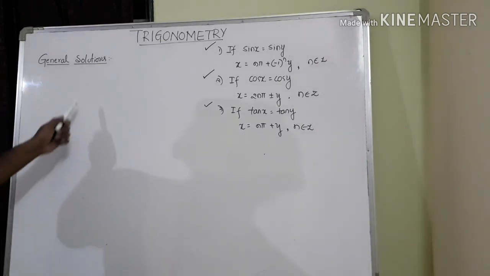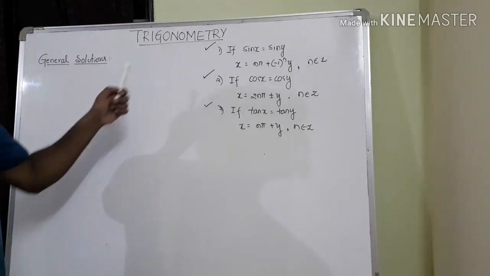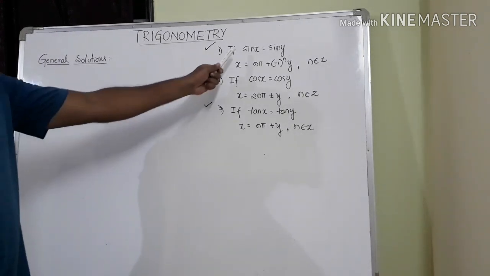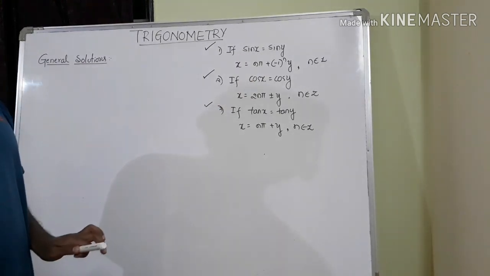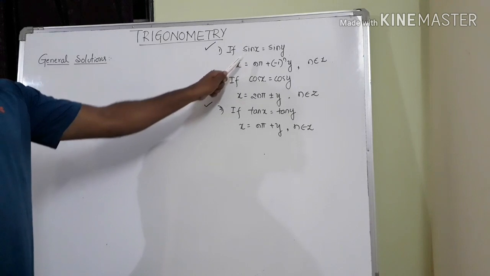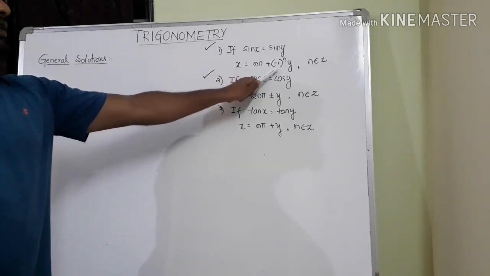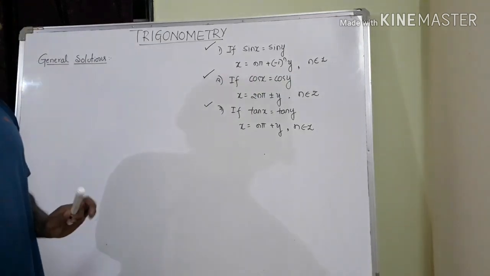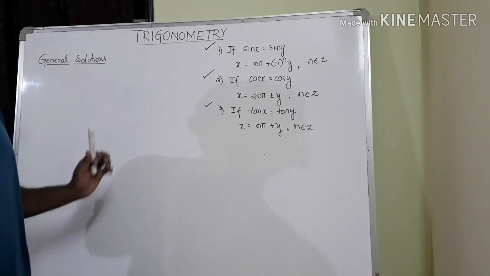Well friends, now let's go to the general solutions. To solve problems on general solutions, you should know these three formulas. The formula says, if you have sin x equal to sin y as the equation, then I can write the solutions as x is equal to n pi plus minus 1 raised to n into y, where n belongs to integer. The same goes for cos and tan. You have to remember the formulas to solve the problems.